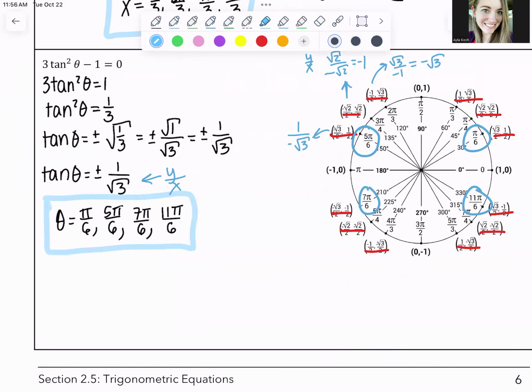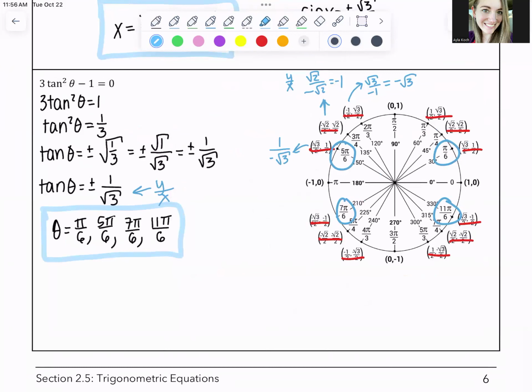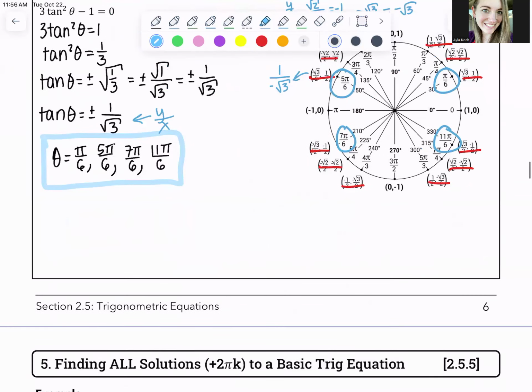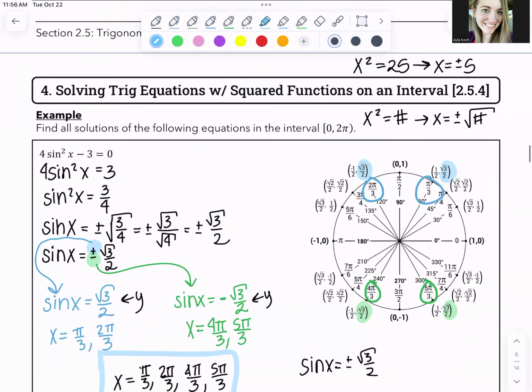And that's that. So not so bad. Just remember to do the plus or minus. That's the key thing. That's the thing that you're probably going to mess up the first time, and then you'll remember and won't make that mistake again. And in the next video, we will finally move out of working on an interval, working on 0 to 2 pi, and start talking about every solution.